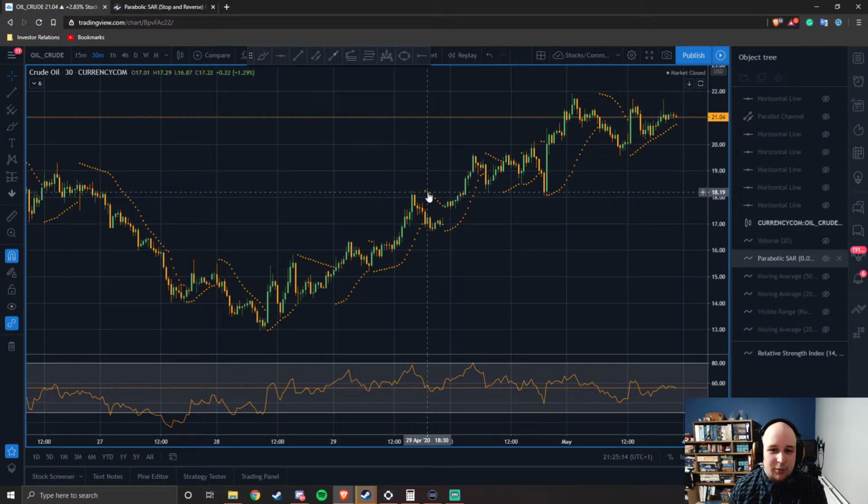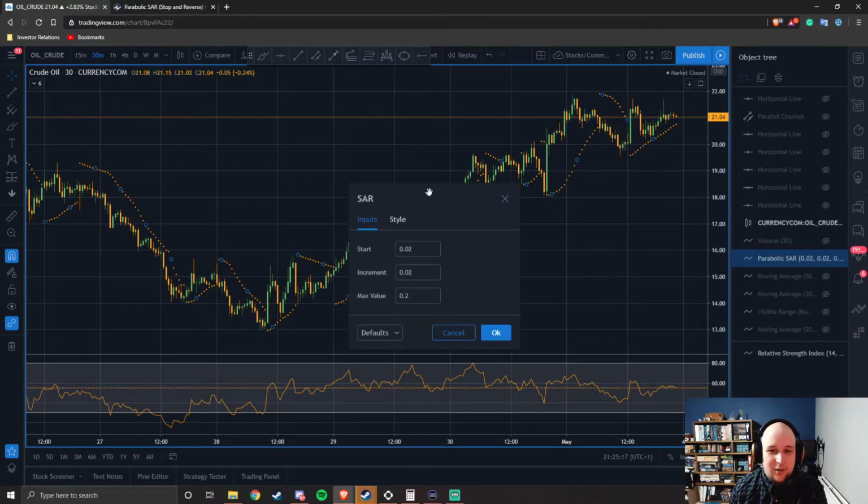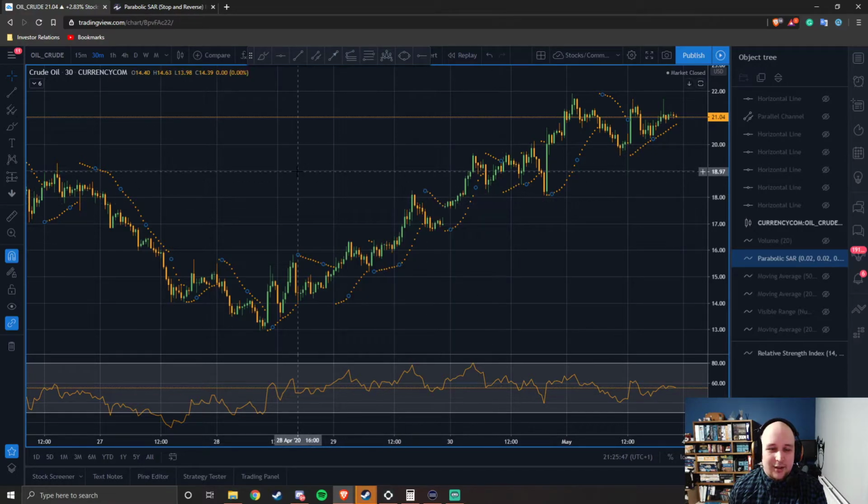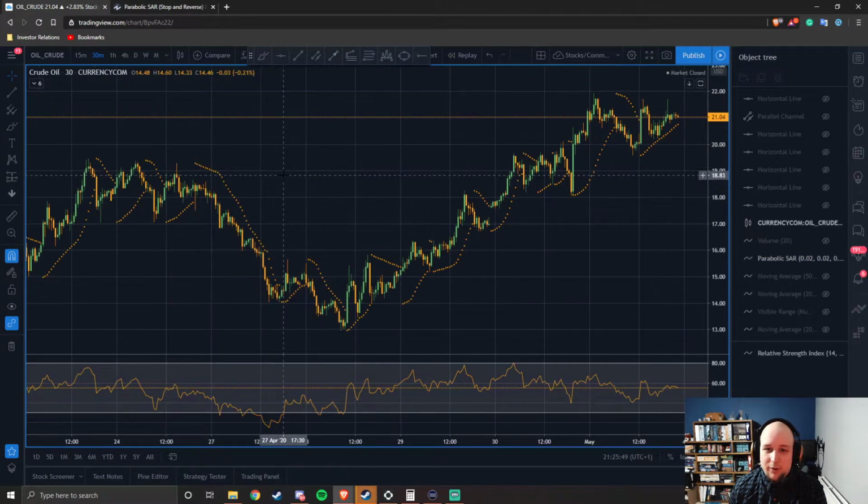I'll show you the inputs. Most charting software starts with these as the defaults. Essentially, this is how far behind the price it will start. This indicates how quickly it catches up with the price. The higher the number, the more quickly it catches up. And this is the maximum gap between those dots that it can get to, the fastest speed it will allow it to catch up with the price. So that's basically how that works. I will give you a few more examples later on to explain it a little bit more.